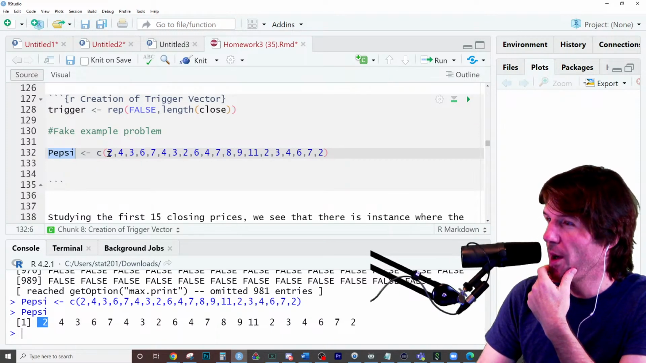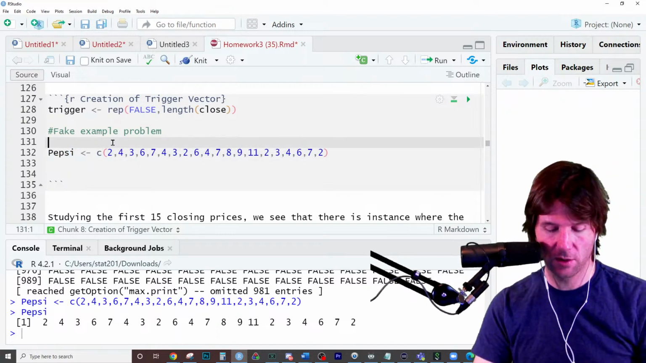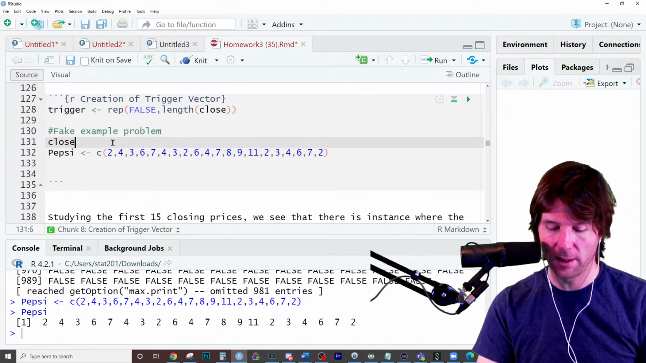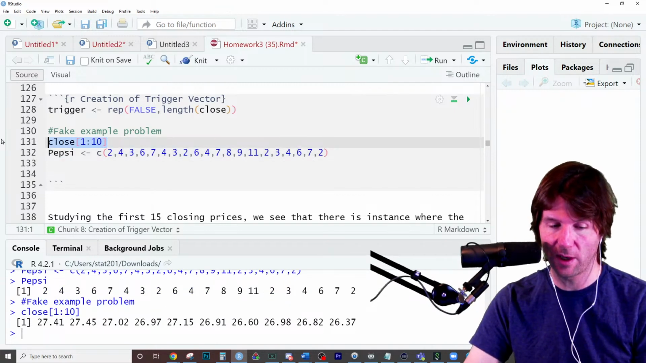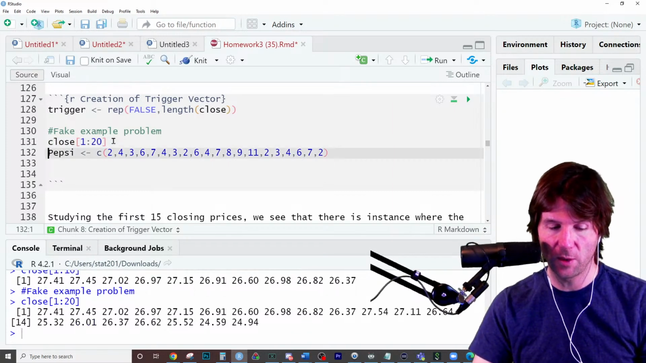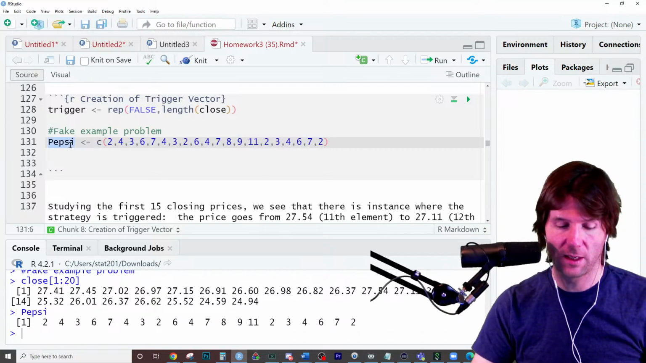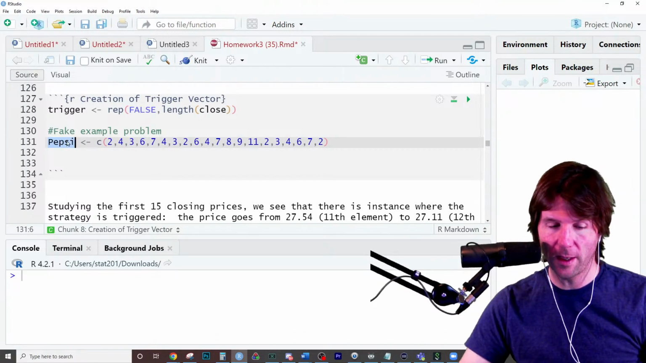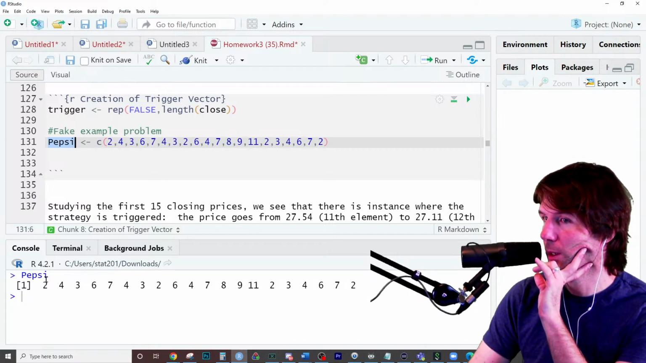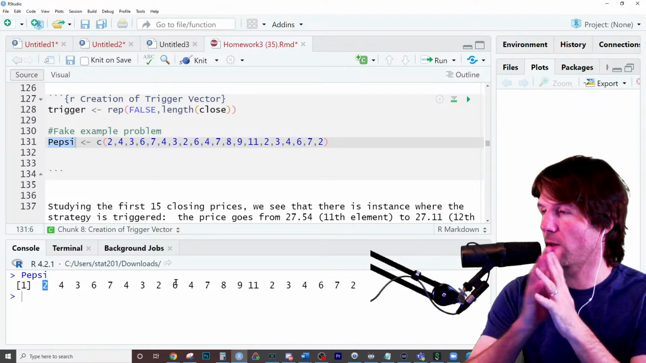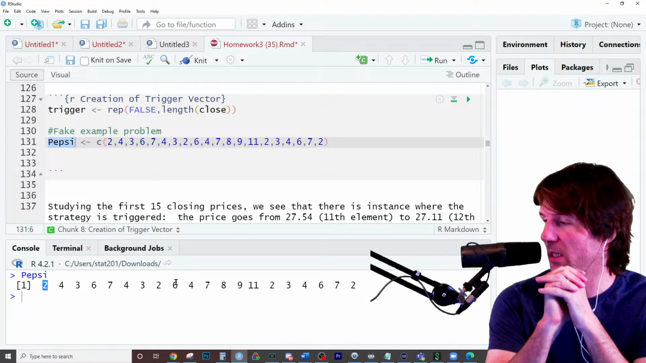So let's write the code and see if it works on this. I would say take your close vector and do what I'm doing right here. Maybe take elements 1 through 10 of your close vector and see if your strategy works, or elements 1 through 20 to give yourself some sanity checks. So if you look at my Pepsi vector right here, we're only going to buy the Pepsi stock if it goes up 2 days in a row. Should I buy Pepsi stock right here, yes or no?